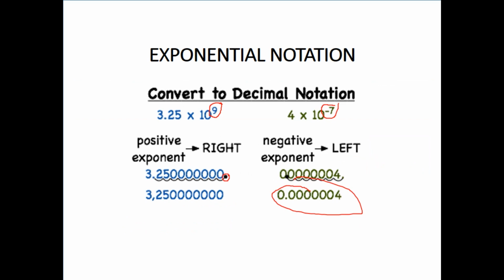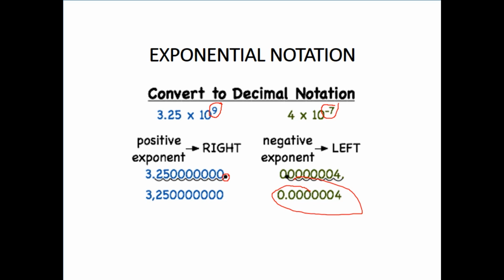So how are you going to convert decimal notations? I think this can be confusing. How do we convert from exponential notation to decimal notation, and how do we convert decimal notation to exponential notation?